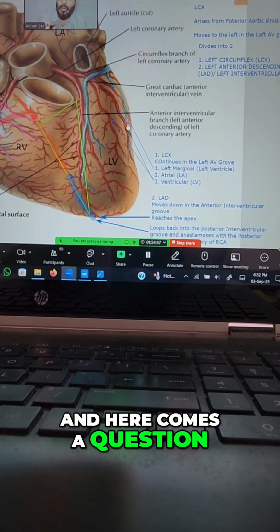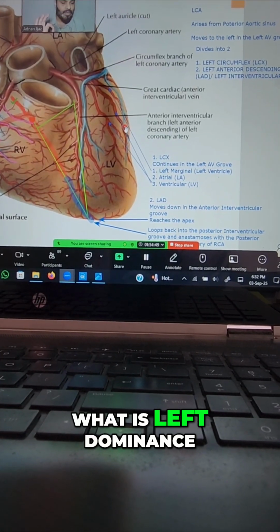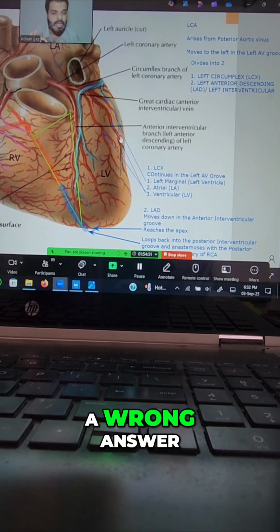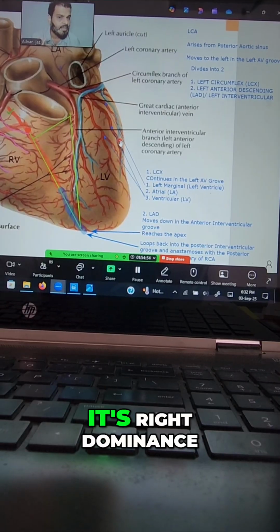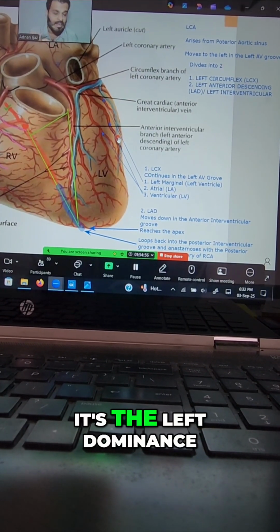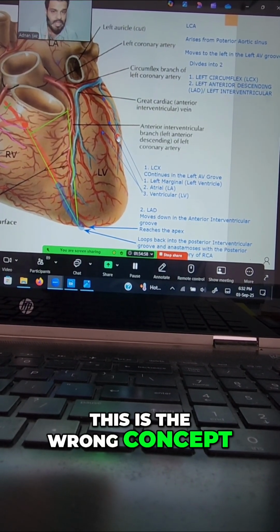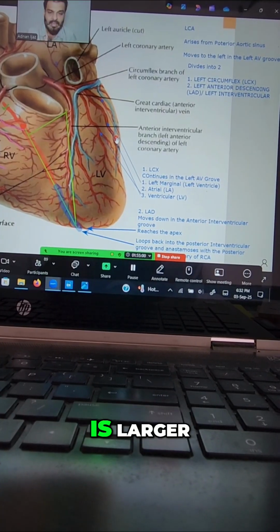And here comes the question: what is right dominance, what is left dominance? And I always hear a wrong answer. If the right coronary artery is the big artery, it's right dominance. If the left is the big artery, it's left dominance. This is the wrong concept. Always, the left coronary artery is larger.